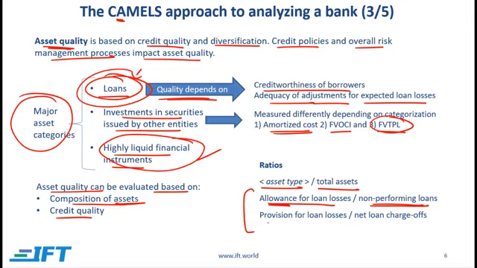We can also look at the provision for loan losses relative to net loan charge-offs. The provision for loan losses is an income statement item, and if this ratio is low, that would imply that the provision for loan losses is not enough, which again would be a cause for concern.